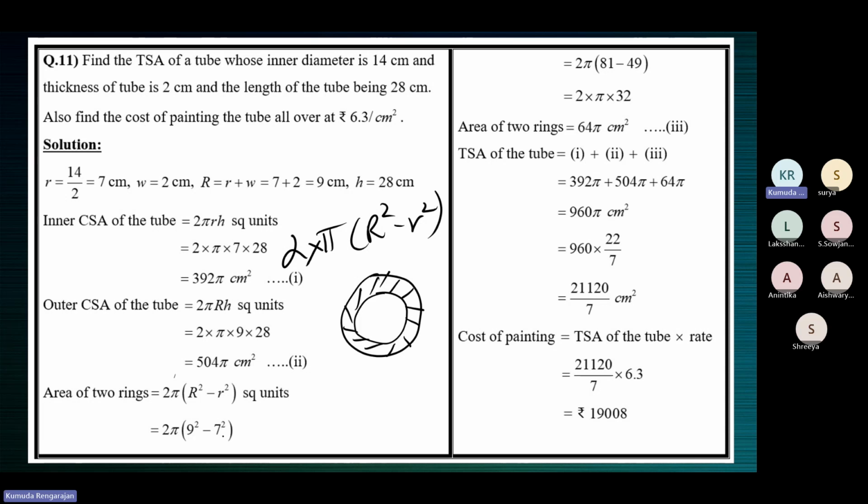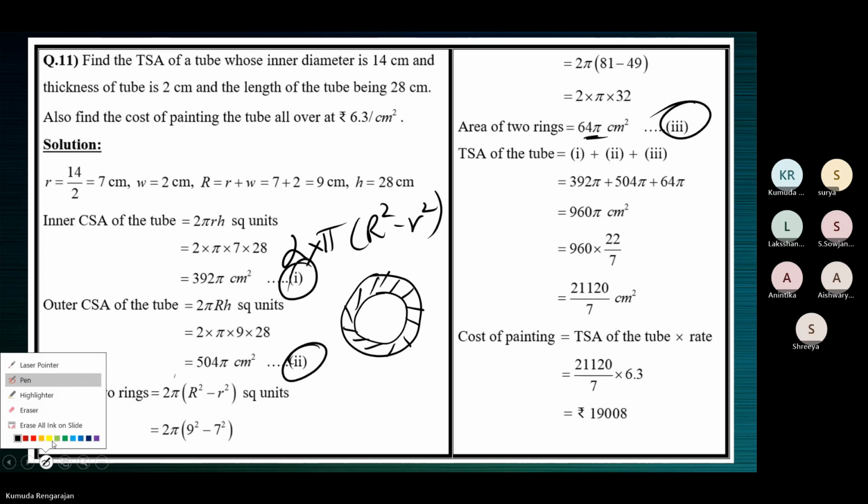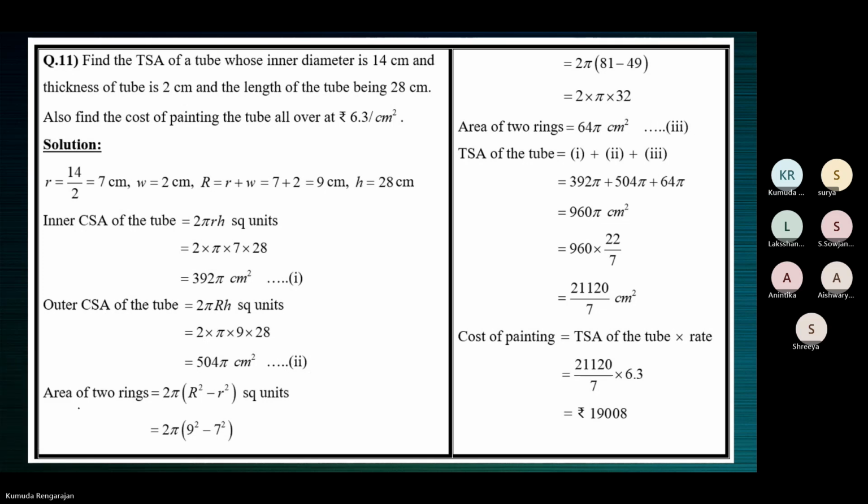Substitute the values of R and r, and you see here 64 pi. So the total surface area of the tube will be all these answers put together. So it's like adding 392 pi, 504 pi, 64 pi. There are like terms, no? So adding the like terms, you get 960 pi.